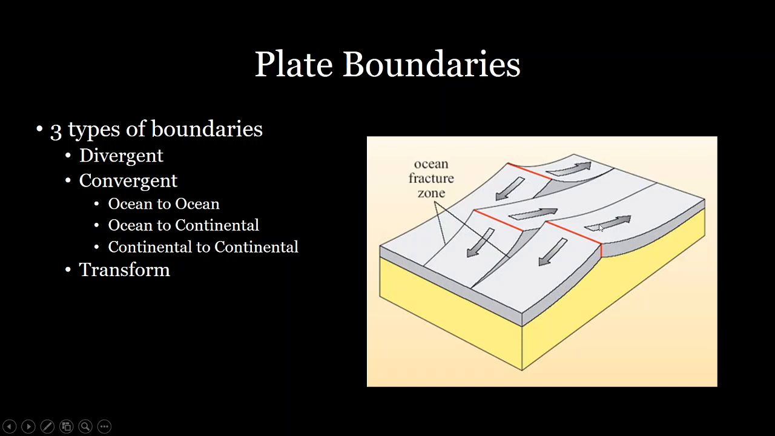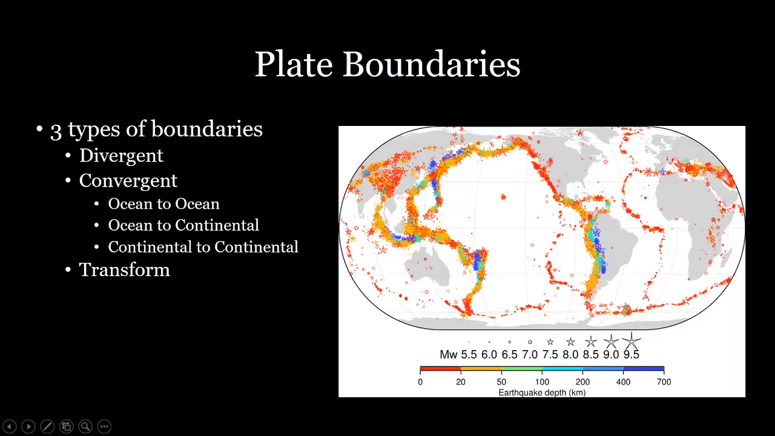Additionally, you have a lot of transform boundaries at mid-ocean ridges, like the mid-Atlantic, as well. These ridges don't really spread apart in nice even lines. They tend to be in shorter segments, and between those segments you can have transform boundaries as well, at least on the smaller scale. And because of that, you have a lot of earthquakes as well.